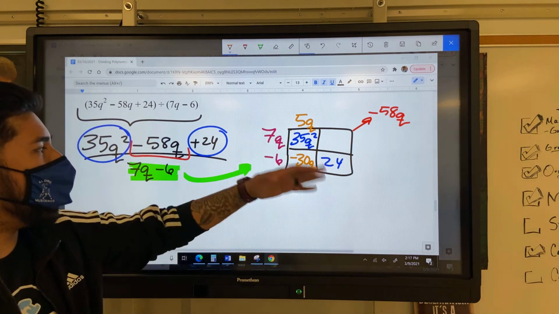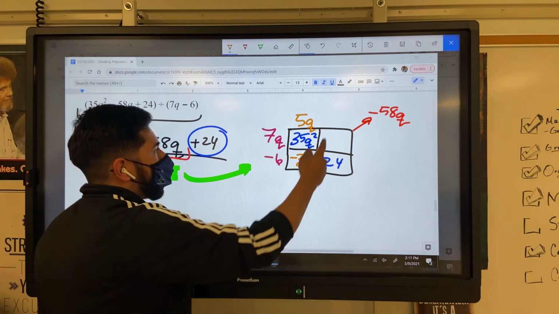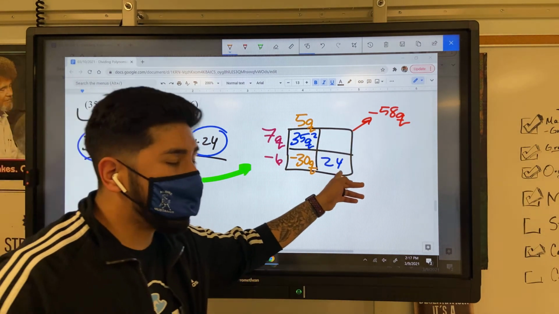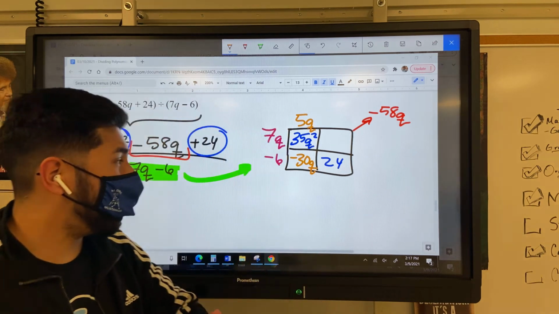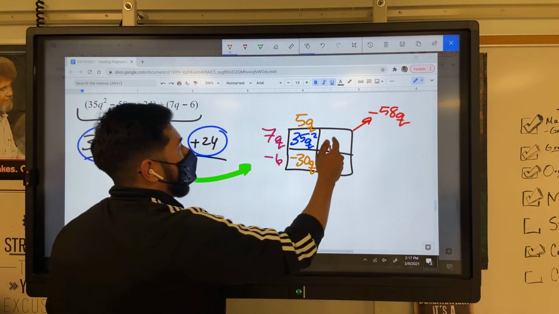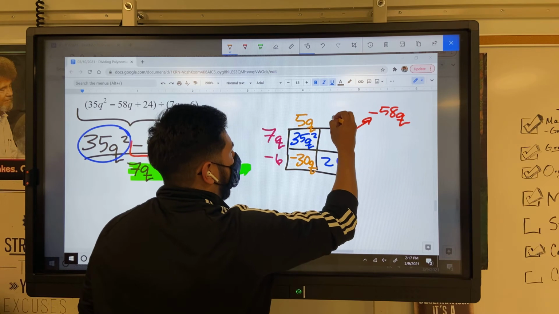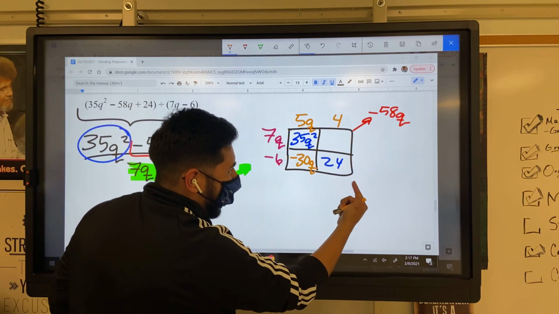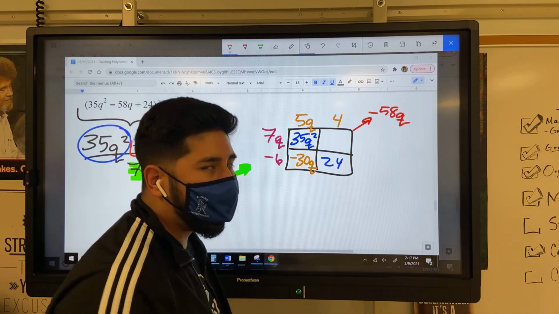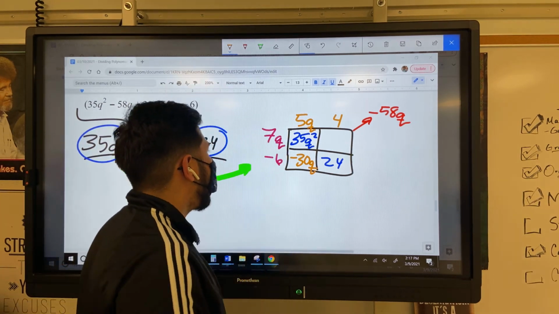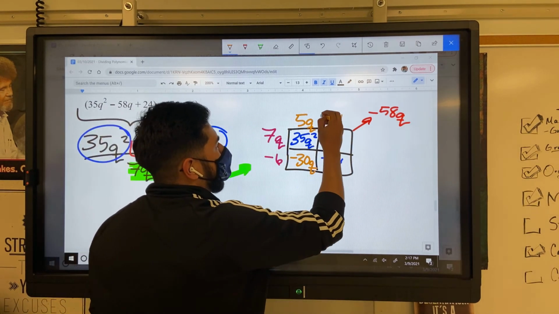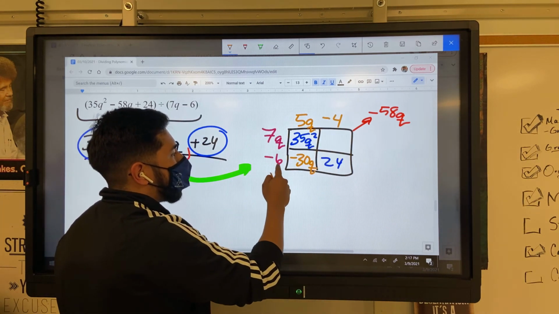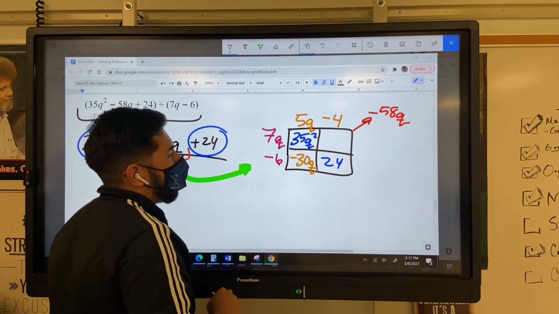And then now we just double check. Something times negative 6 gives me 24. Now this is a positive 24, so be very careful. I know it's going to be 4, but positive 4 times negative 6 gives me a negative 24. Double check. I promise you it's going to give you a negative. So you need to be able to play with it and know that's a negative 4 also. So negative 4 times negative 6 gives me positive 24.